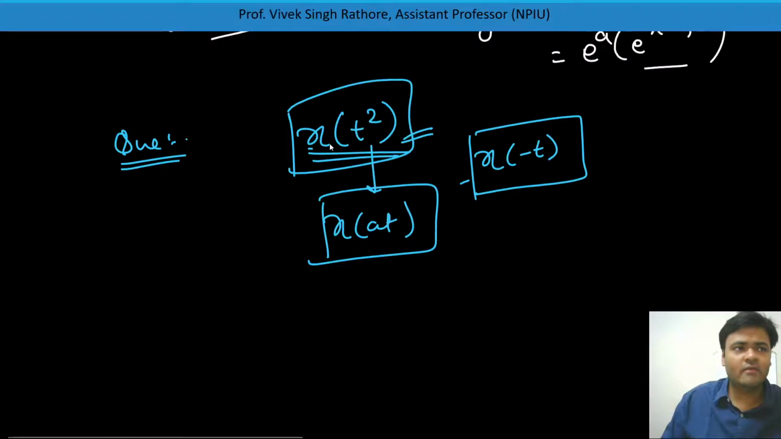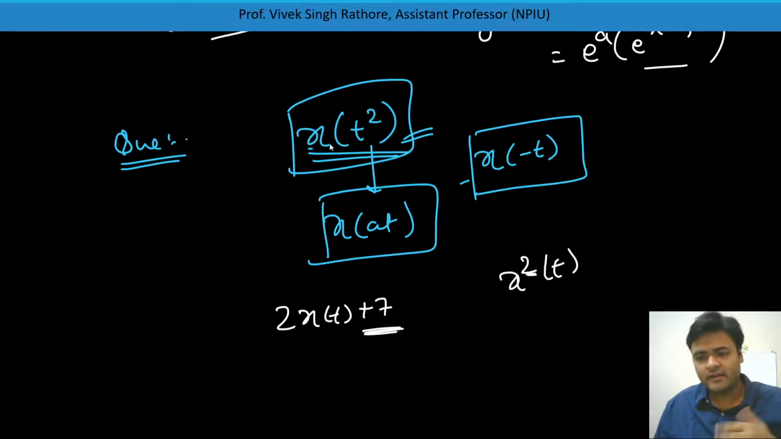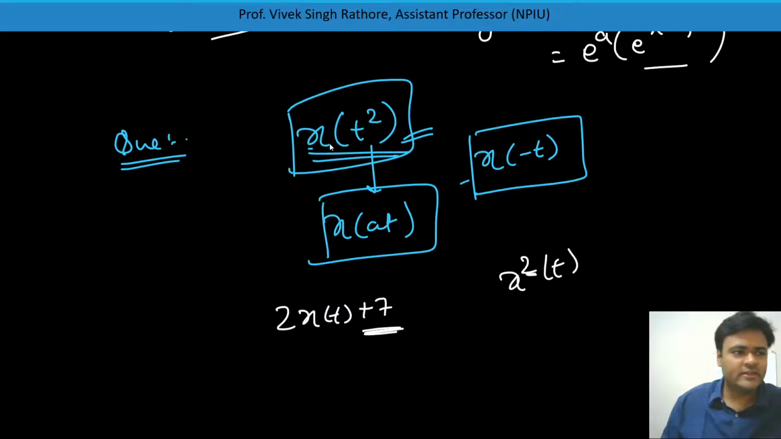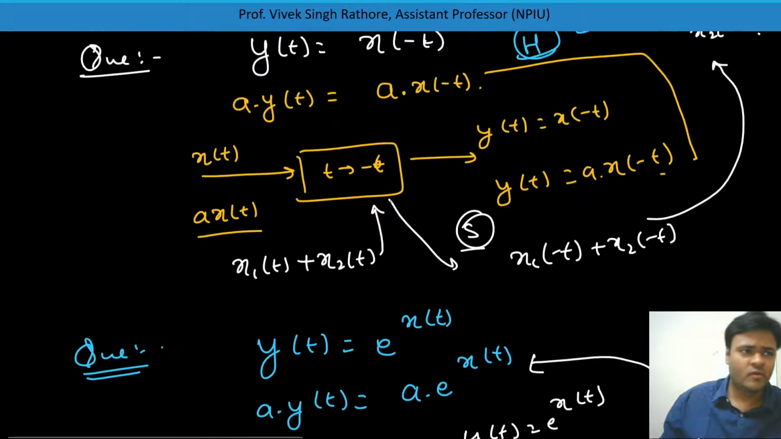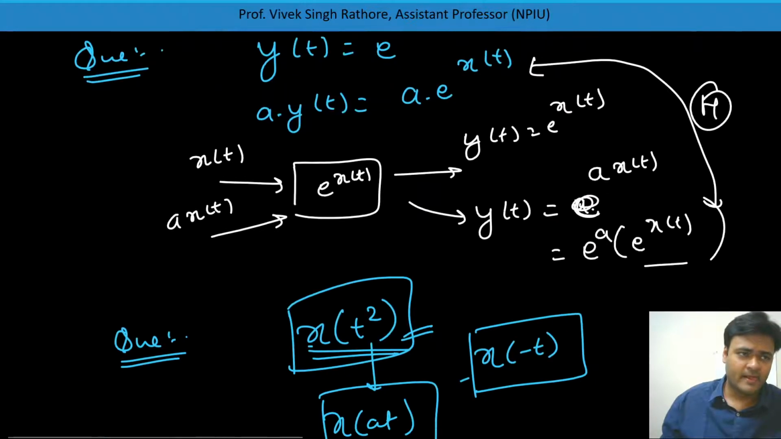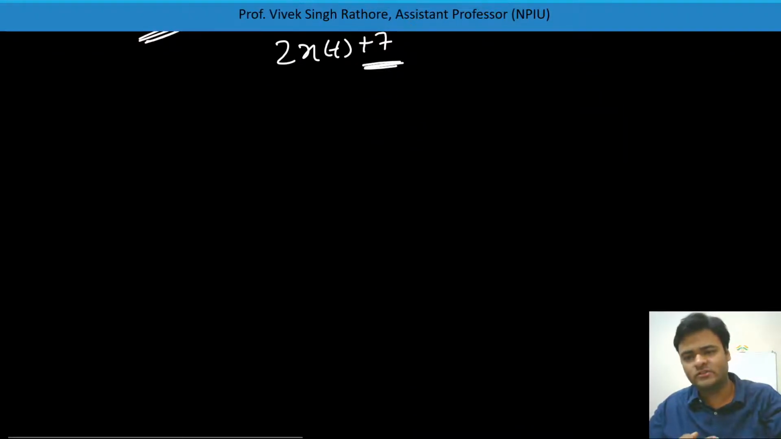But when it will be non-linear, I'm telling you, we have seen 2xt plus 7, x square of t, where some different multiplying signal is there. And now we have seen e to the power xt. These types of systems are in general called non-linear systems, and I have told you how to solve it, because only this method is there. You need to check homogeneity, and you need to check the superposition theorem also.